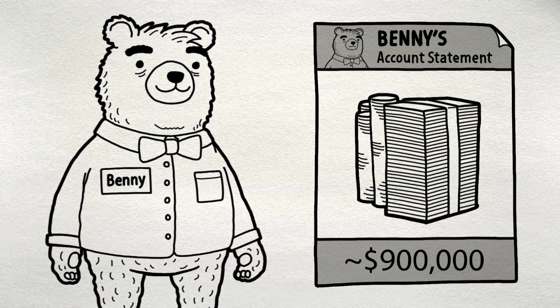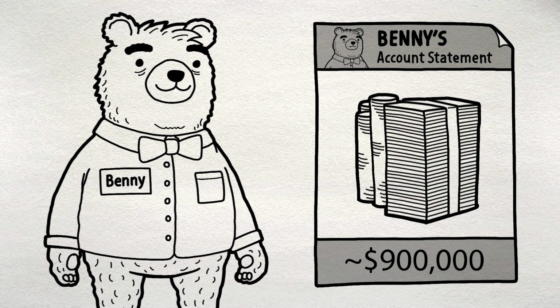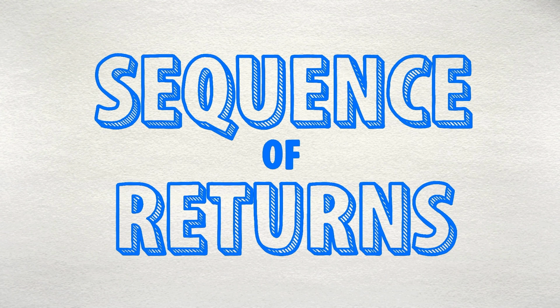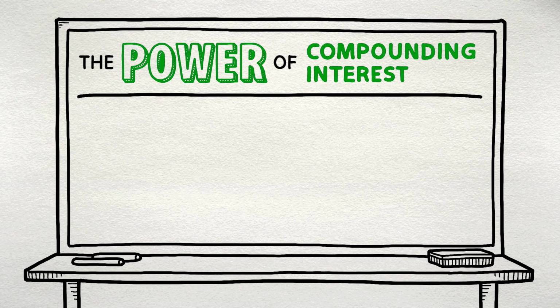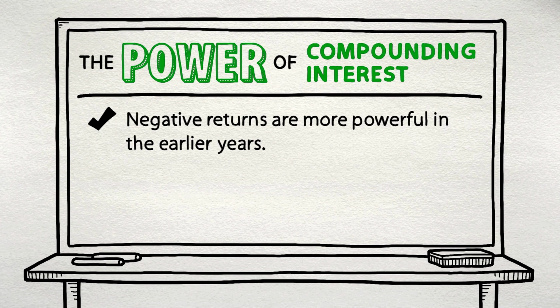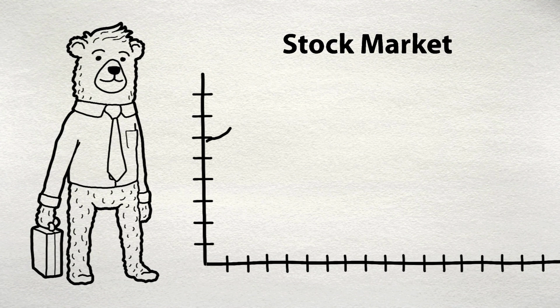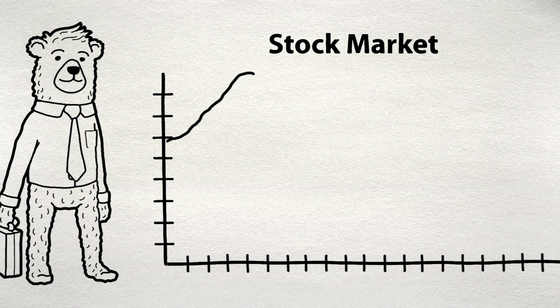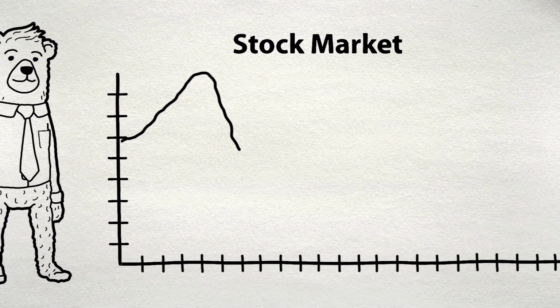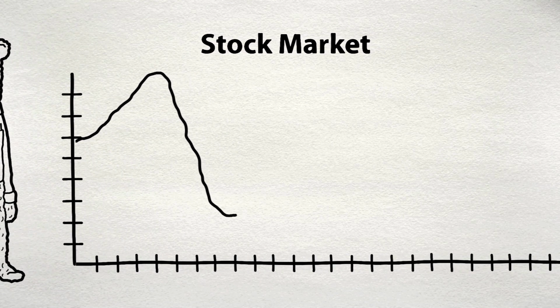So, what's the moral of this story? When it comes to investments, sequence of returns matters. The power of compounding interest means that negative returns are more powerful in the earlier years, and it takes more for your finances to bounce back from negative returns than you would expect. When you are young and have plenty of working years ahead of you, you can bear the risks that accompany greater highs and greater lows in the market because you have time on your side to recuperate.